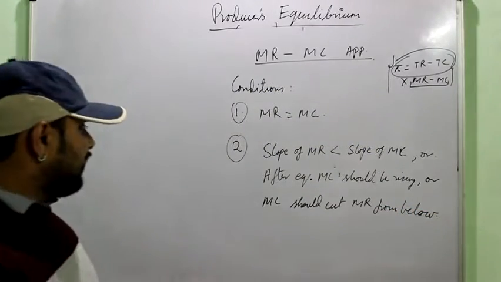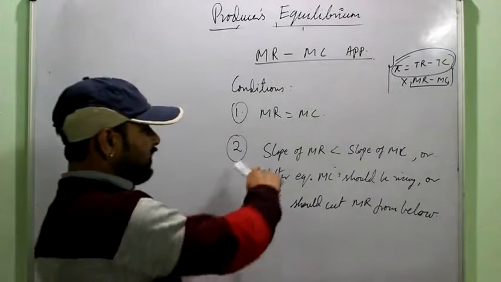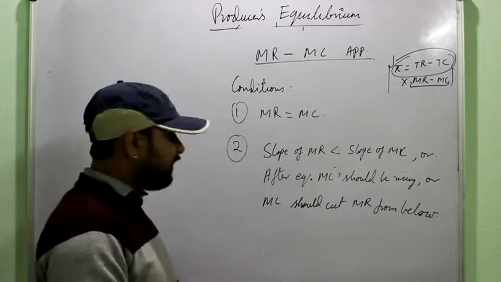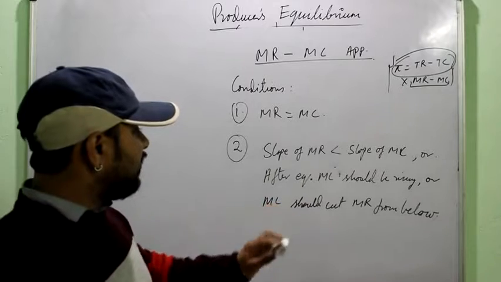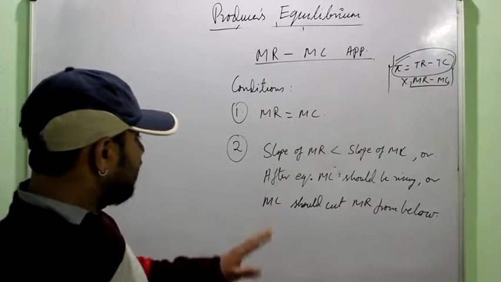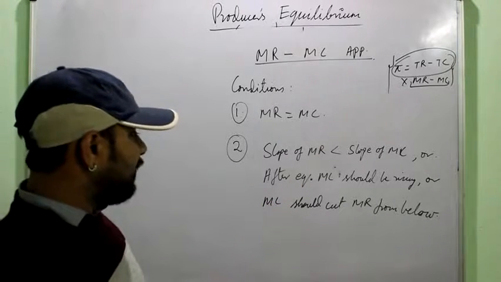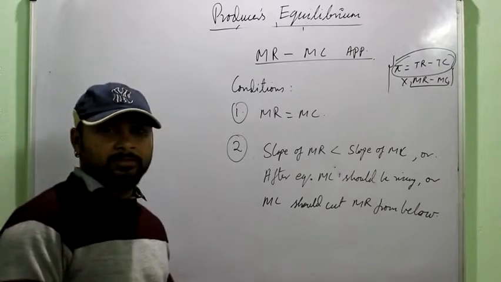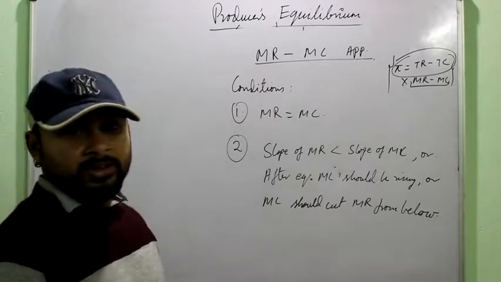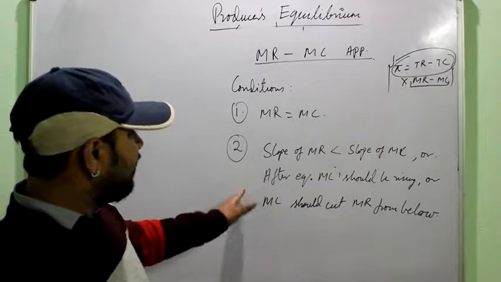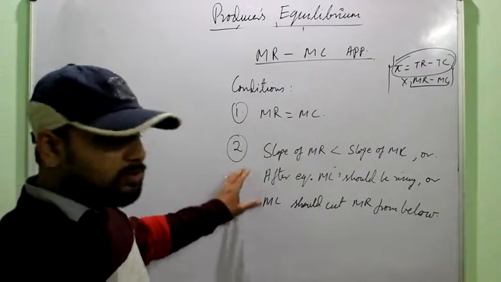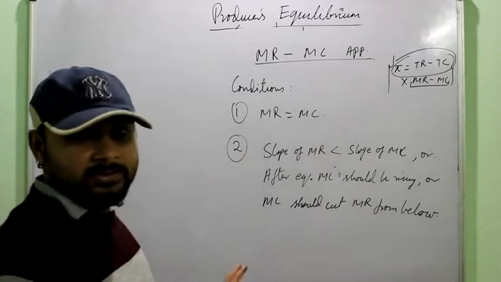Okay, actually there is an objective of writing all these words. These all terms mean the same, right? You say slope of MR is less than slope of MC, or you say after equilibrium MC should be rising, or you say MC should cut MR from below. All mean the same. Okay, we will study in detail about this condition, but you should always remember how it can be asked from you.